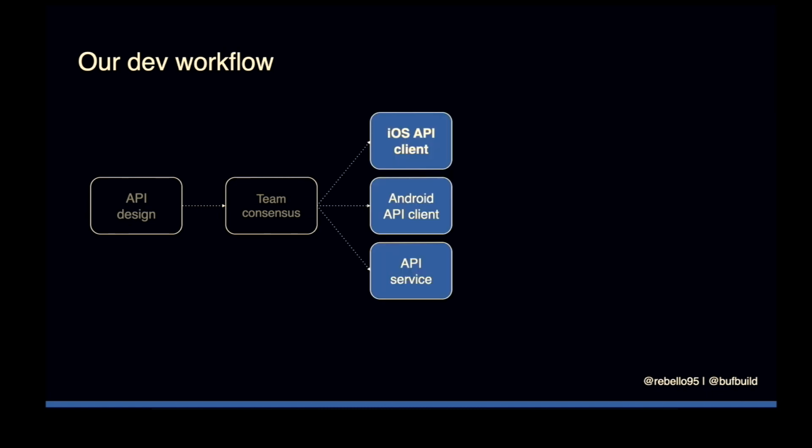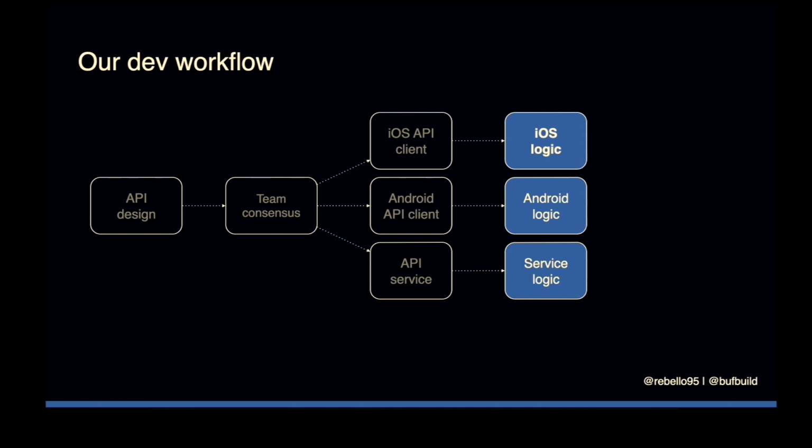Once the API is designed and we've reached consensus on it, the engineers tend to split up at this point. We have the iOS and Android engineers building out the clients, and the back-end engineer building out the API service. This is about the time that we start writing that wonderful boilerplate code for URLSession, writing our models, making them conform to Codable, et cetera. After we've done all of this, we can finally move on and write the logic inside of our apps.